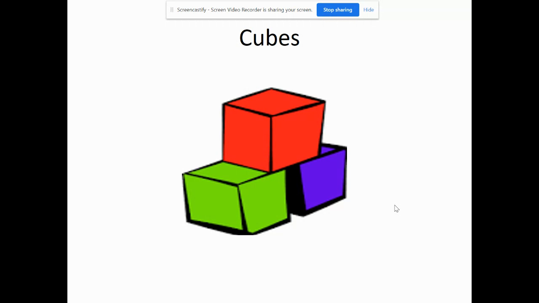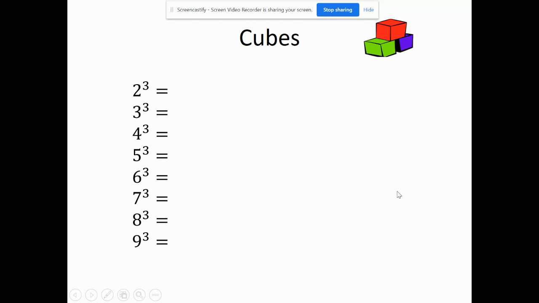Cubes. Okay, not those kind of cubes, but we're going to talk about cubes. And the first thing I want to talk about is this here. Let's look at some numbers to help us out with our work. This was my shortcut that I used in college. I kind of had a little cheat sheet.